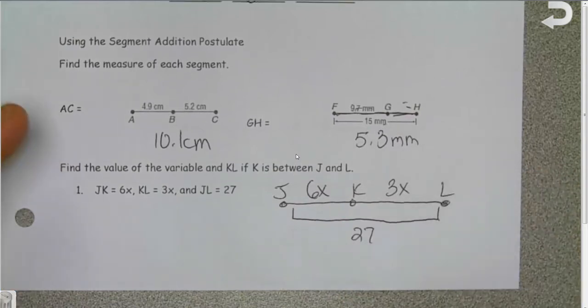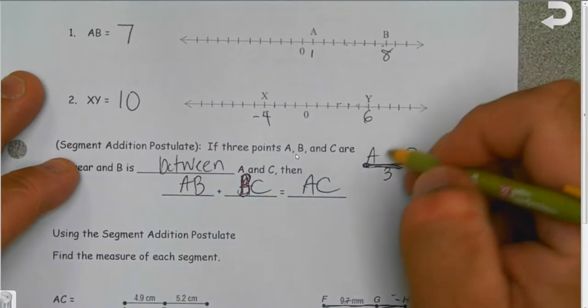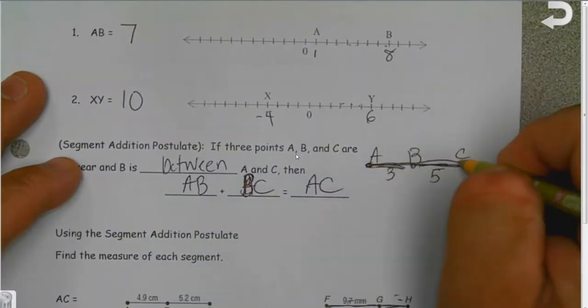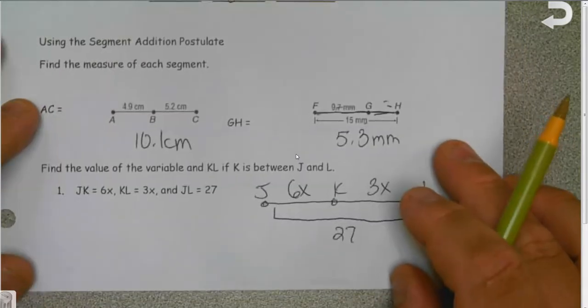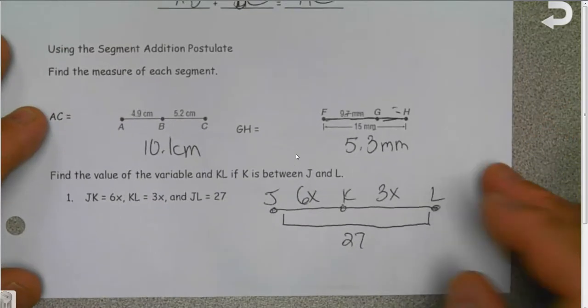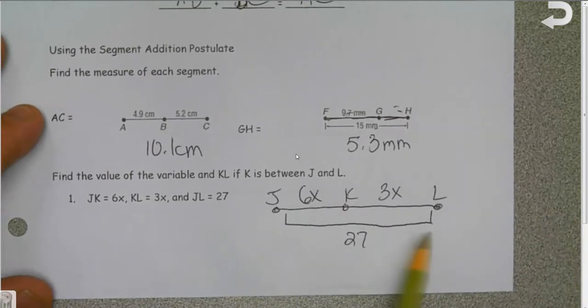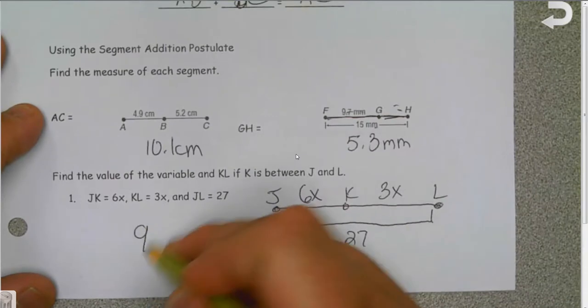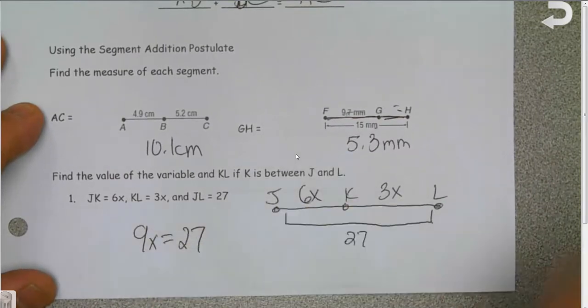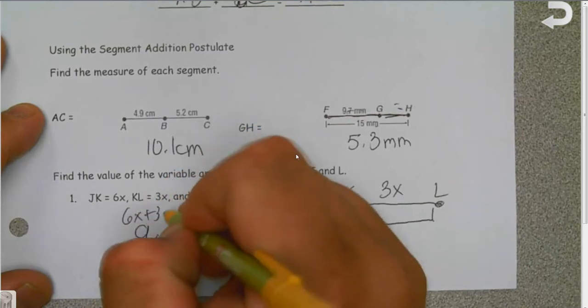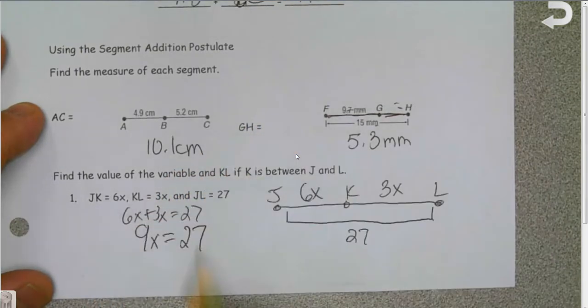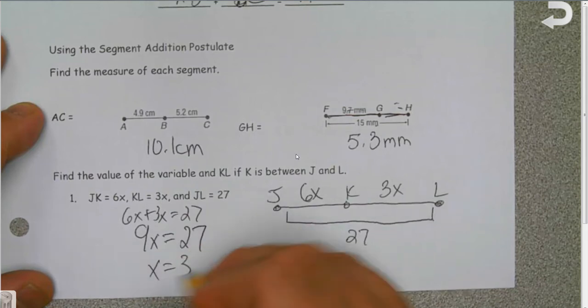So you ask yourself, what does this mean? Well, again, let's go back up to here. If I take this and add it to this, it's equal to the whole picture. So what 2 things am I going to add together to get 27? I'm going to add 6x and 3x. So 9x is equal to 27 because I did 6x plus 3x. And so then x is equal to 3.